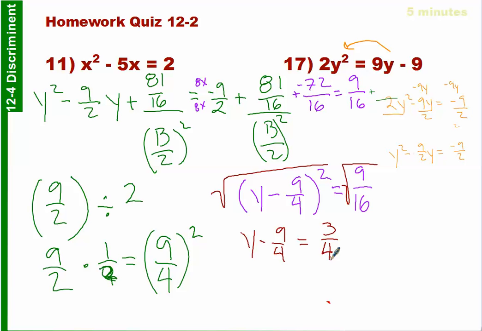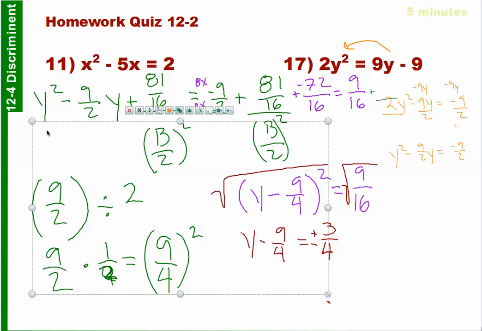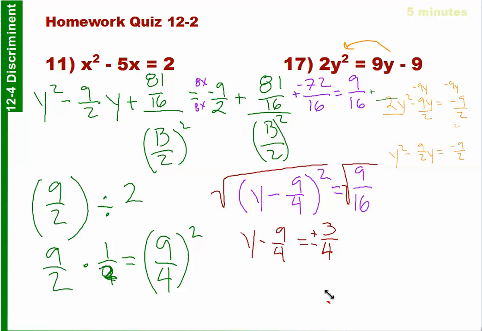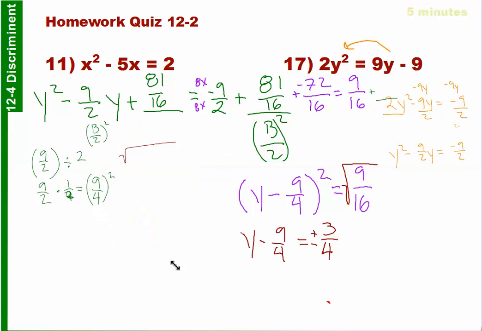Isn't that really cool? So now the other thing that I have to remember is when I'm taking the square root, 3/4 times 3/4 is 9/16. But we have to remember that negative 3/4 times negative 3/4 is also 9/16. So we have plus or minus 3/4. At this point, we are ready to look for our two roots. And we'll remember also that a root is a synonym for the solution or the x-intercepts of an equation.